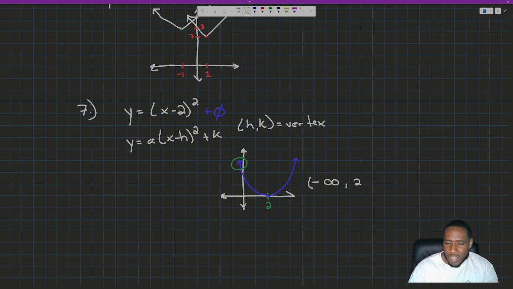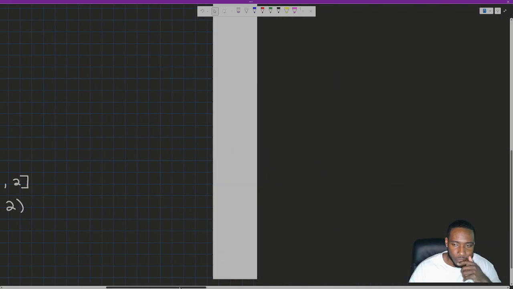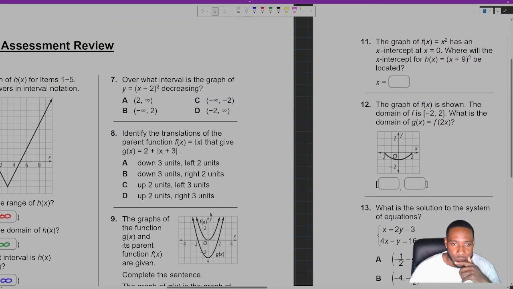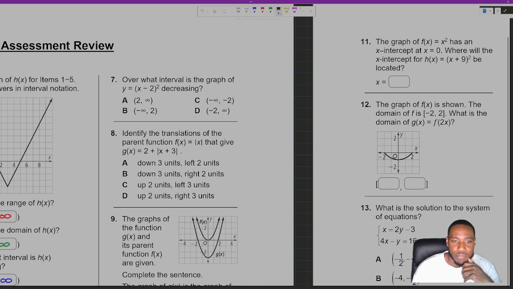Now, Savvas is a little inconsistent about this, but we know we should have some kind of bracket there to indicate that our graph actually does touch 2. On Savvas, it seems to be the case that what they want you to write is just with parentheses. So negative infinity to 2 in interval notation. Okay? And so if that's true, then our answer would be B.